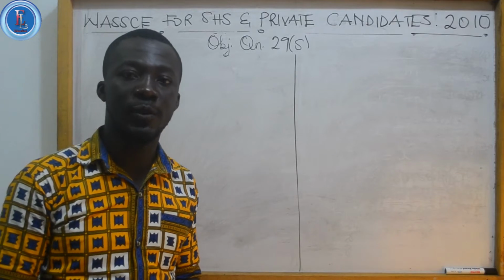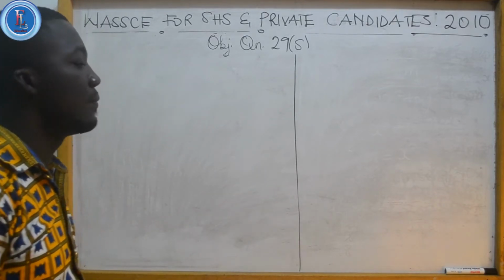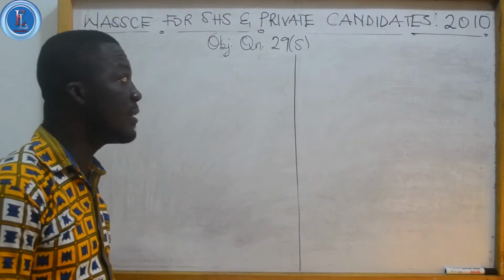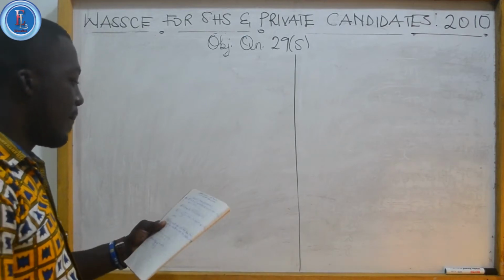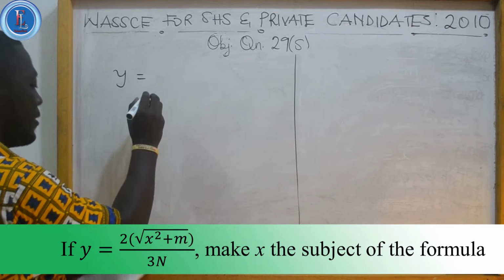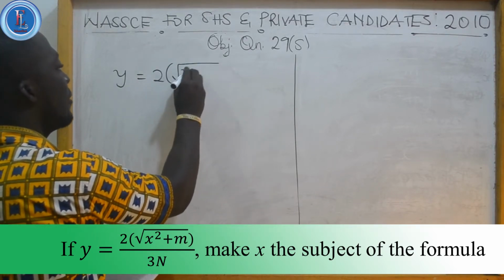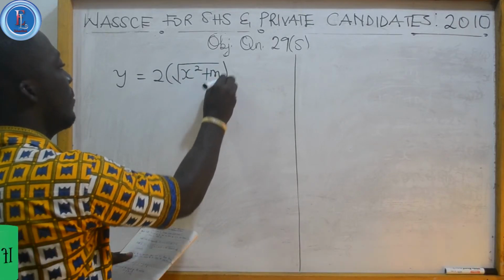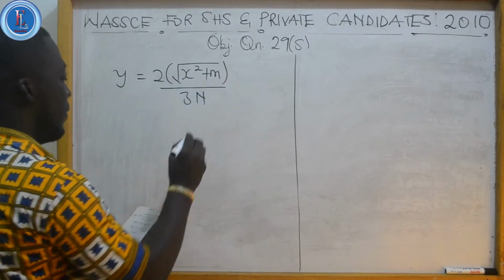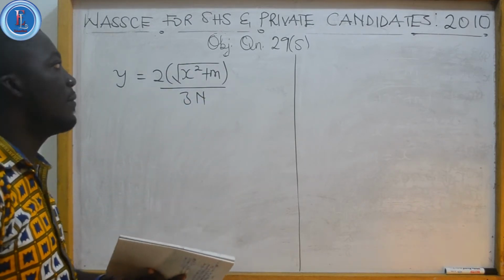Objective question 29 for SHS candidates. As we have already seen in the question, it says if y is equal to 2 into bracket square root of x squared plus m divided by 3n, we should make x the subject of the formula.